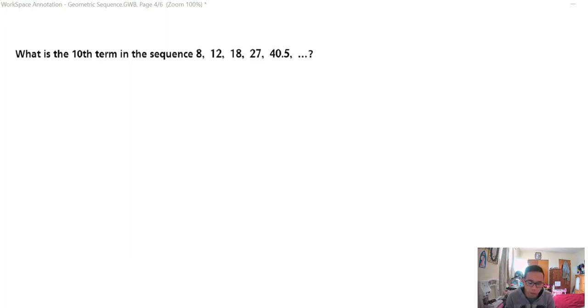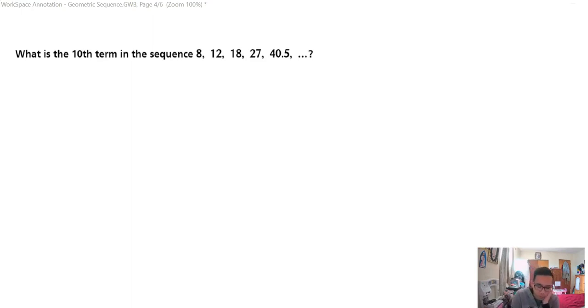Just to simplify, for the explicit formula, you don't need the previous term. You can just solve for whatever term you want, the 10th term, the 15th term, the 20th term, or the 100th term. But for recursive, you really need the previous term to solve for the next term. Right? So let's solve this one.